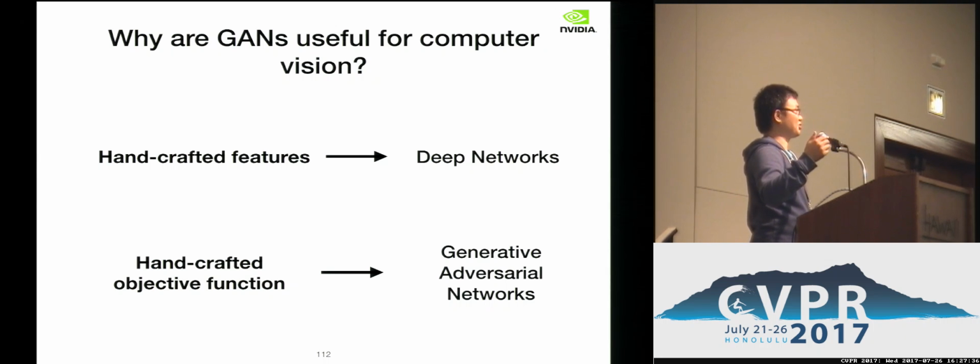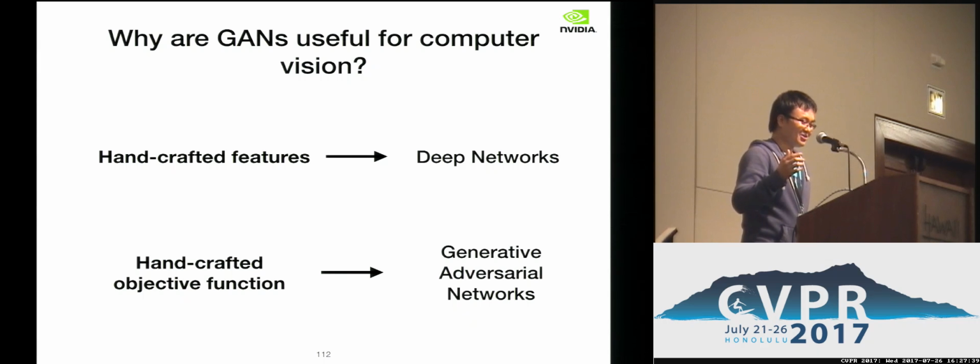Likewise, a bunch of airplane images defines the airplane. So in the past we did hand-designed features and hand-designed objective functions. With deep networks, we don't hand-design features anymore. And with generative adversarial networks, we don't need to hand-design our objective function. We don't need to specifically say we need this in our cost function term. We just use data to define what we want to do.